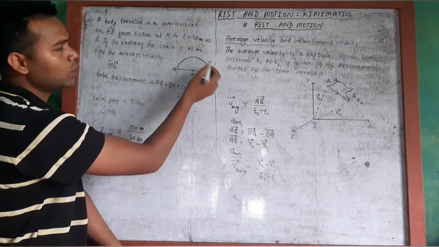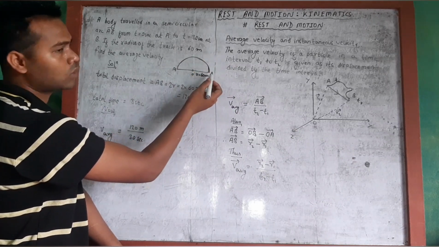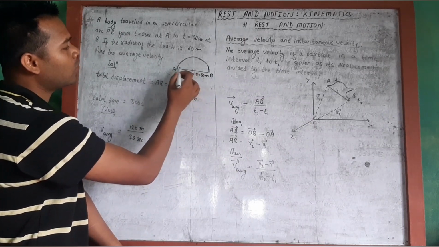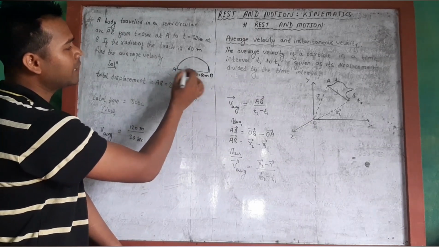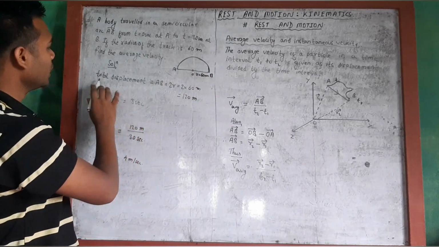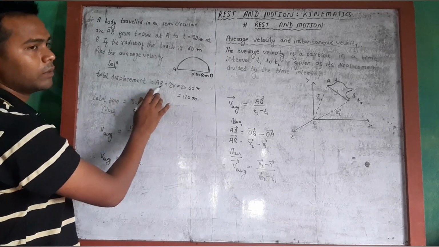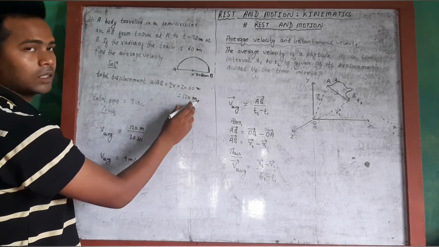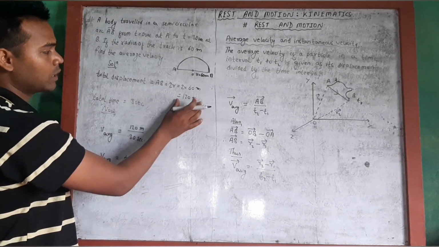It is not necessary which path is followed by the body to travel from A to B. We only need the displacement from A to B, and the displacement will be given by the line AB, which is the diameter. The total displacement AB is equal to 2R, which is 2 into 60 meter, equal to 120 meter. We have got the total displacement.